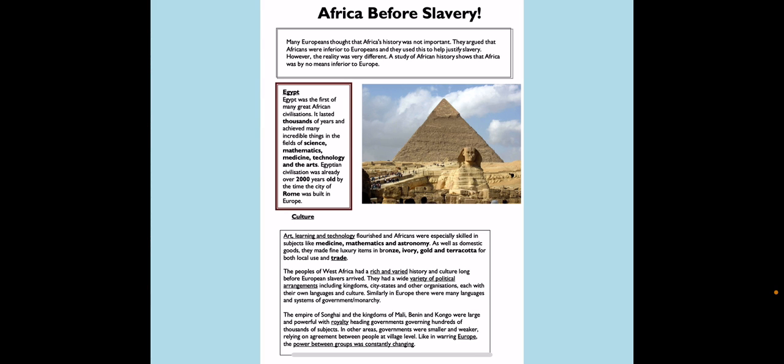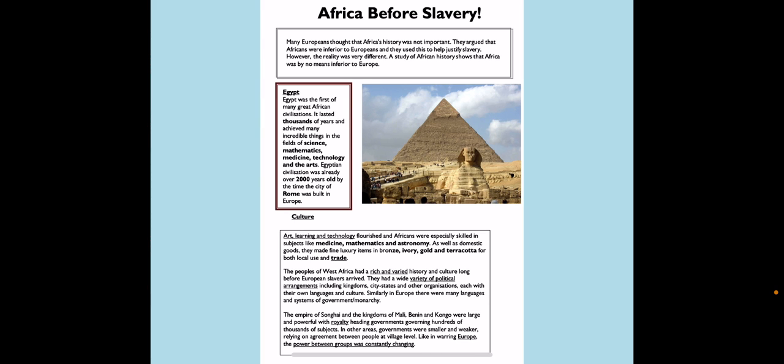The peoples of West Africa had a rich and varied history and culture long before European slavers arrived. They had a wide variety of political arrangements, including kingdoms, city-states, and other organisations, each with their own languages and culture. Similarly, in Europe, there were many languages and systems of government and monarchy.